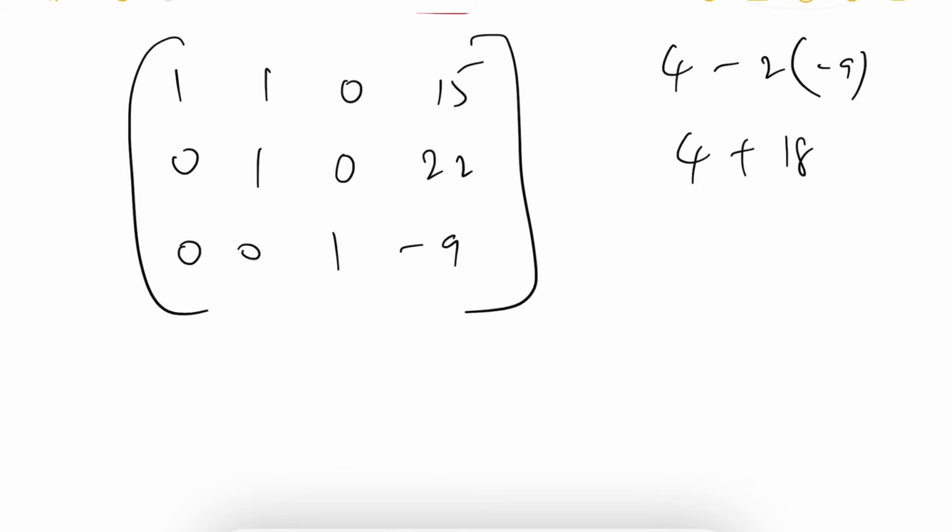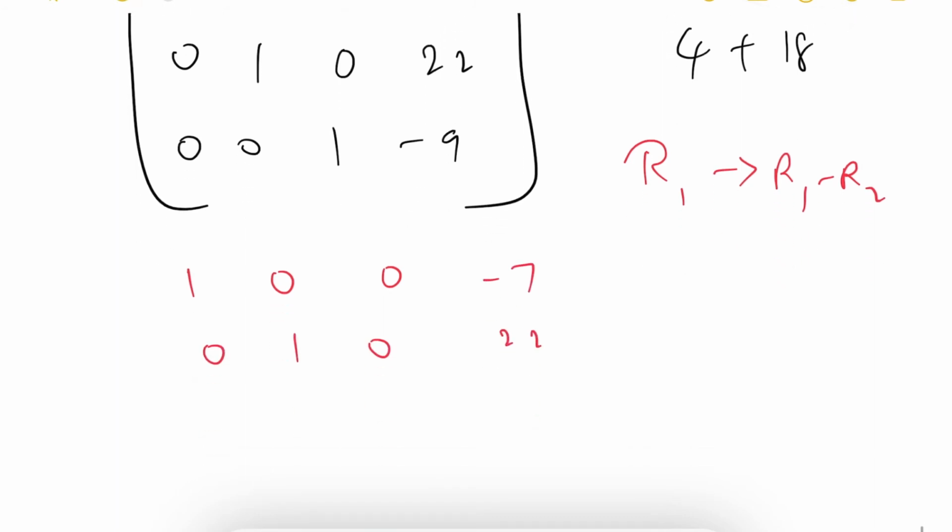Okay, now as I said in the previous case, what I want is 1 0 0, 0 1 0, 0 0 1, but here only one element 1 is extra, so if we subtract it, I will get 0 there. For that process I am going to do R1 minus R2 for row 1. So 1 minus 0 is 1, 1 minus 1 is 0, 0 minus 0 is 0, 15 minus 22 becomes minus 7. The remaining elements I will write as it is: 0 1 0 22 and then 0 0 1 minus 9.